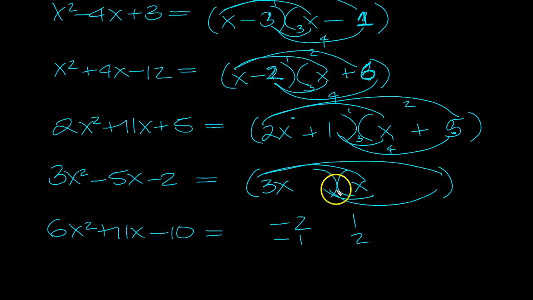So then middle lines, 3x times this and x times this gives minus 5. 3 of these and 1 of these. Well, it has to be this one, doesn't it? Minus 6 plus 1 is... So this is minus 2, and this is plus 1.